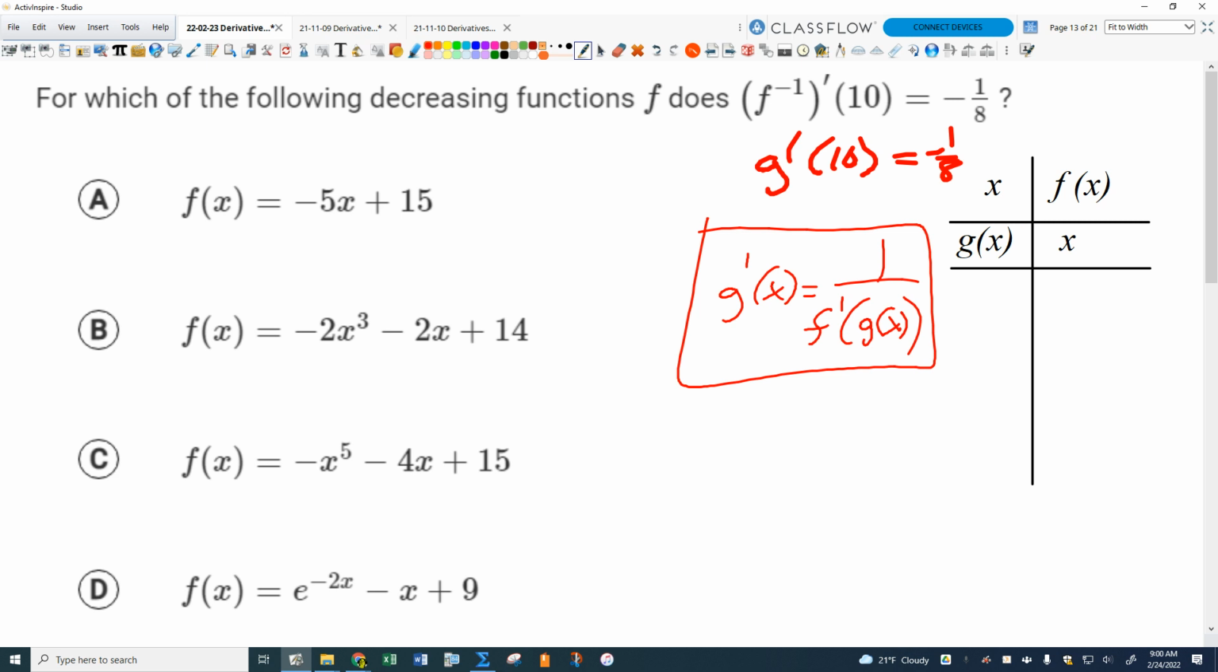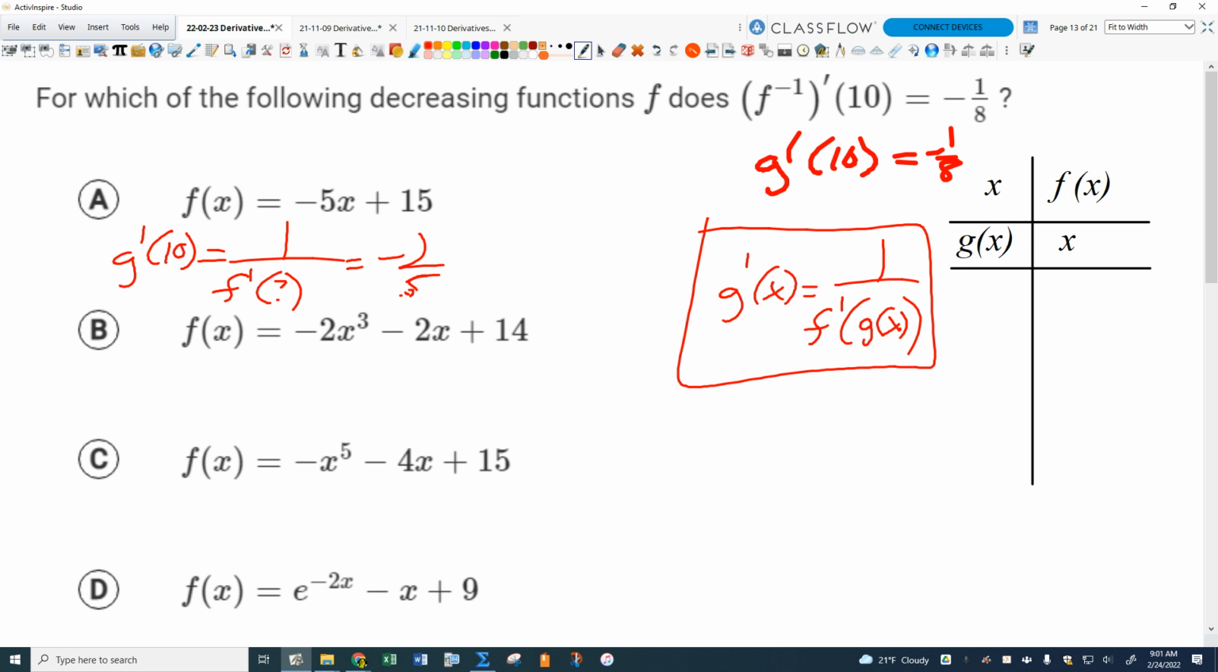Well, what is f prime in A? What's f prime of x? -5, it's a constant, right? So what's this first one going to give me? If I apply this formula, I'm going to get g prime of 10 equals 1 over f prime of, who cares, right? Because f prime of anything is -5 on this one. Agreed? So my answer is -1/5.